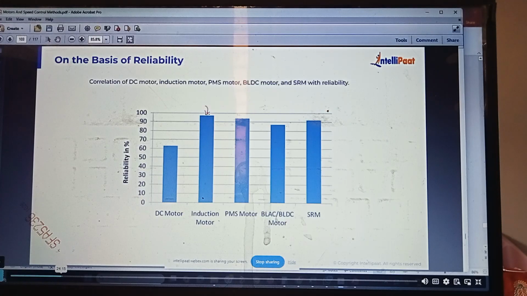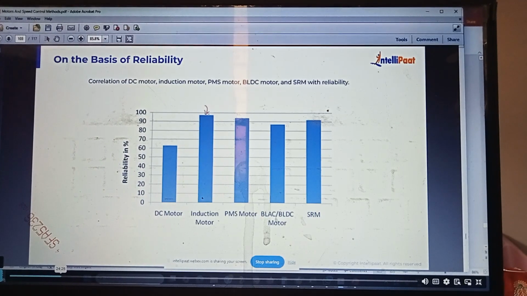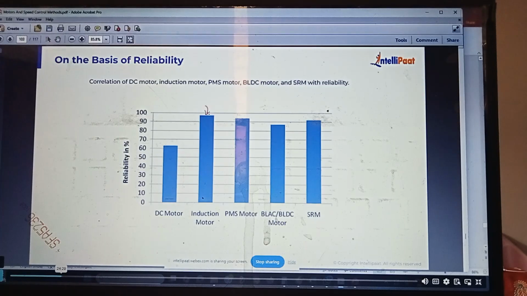So those risks of demagnetization, risk of damage in the magnet, make PMSM and BLDC slightly less reliable as compared to induction machine or SRM. The problem with induction machine, as I told, is that efficiency is on the lower side, and power density is on the lower side.